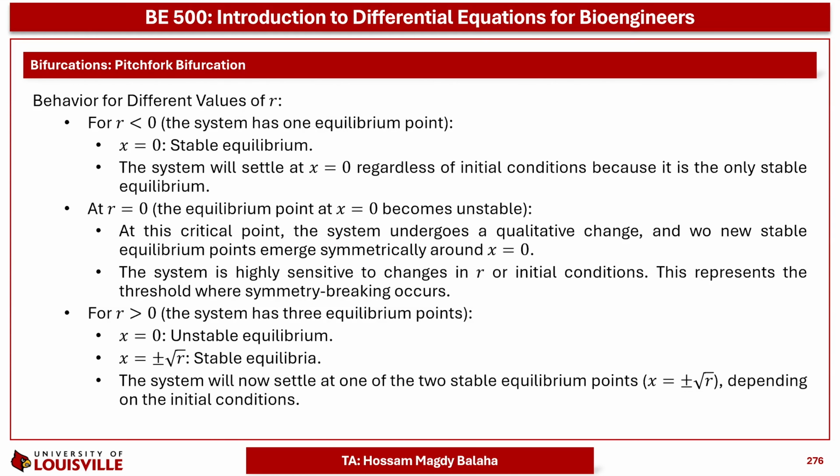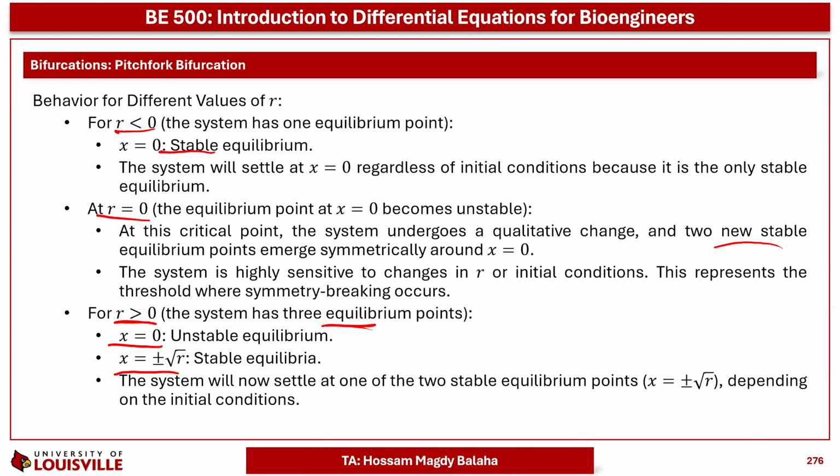So the behavior of the system: below zero, we have a stable equilibrium point, and at the bifurcation or critical point, the system undergoes a qualitative change. The original becomes unstable, and two new stable equilibrium points symmetrically exist around that bifurcation point. And after r is above the bifurcation, we have three equilibrium points. One is unstable, which is the original, and two are stable equilibria.